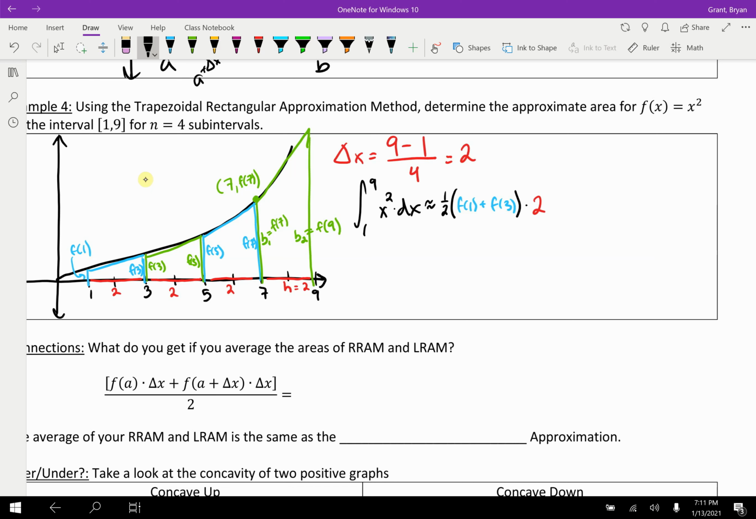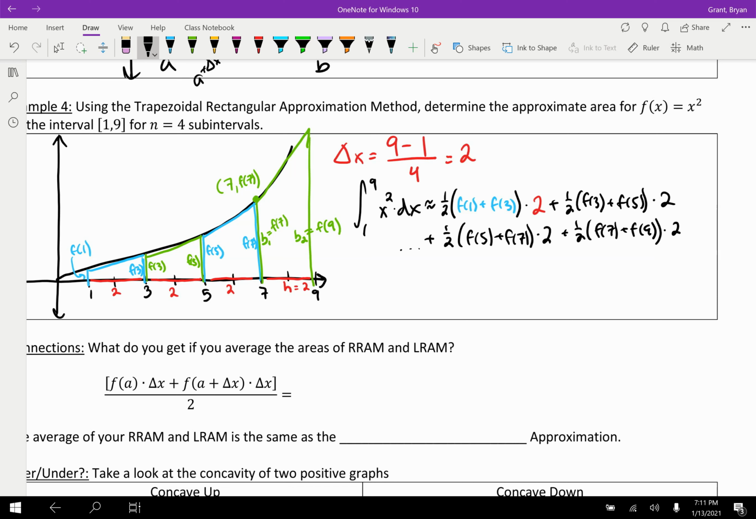And then our next one, and we'll start to get the pattern, I'm going to stop using colors, is going to be f of 3 plus f of 5, that's our first green one, times the height of 2. And then our third one is going to be 1/2, and we have f of 5 plus f of 7, again times the height of 2. And last but not least, f of 7 plus f of 9 times 2.